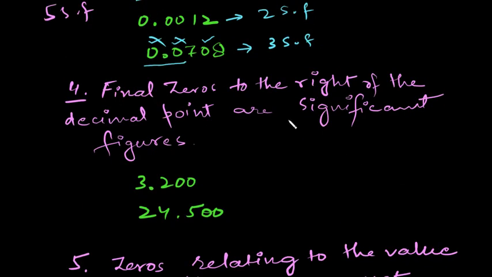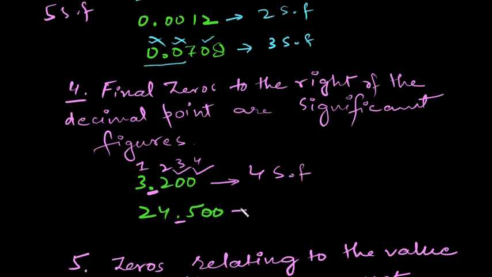Now the fourth rule is also very simple. It says final zeros to the right of the decimal point are significant figures. Here is a decimal point in this value, and here is a decimal point in this value, and these are the final zeros. So those zeros will be considered significant. In total it has 1, 2, 3 and 4 significant figures.